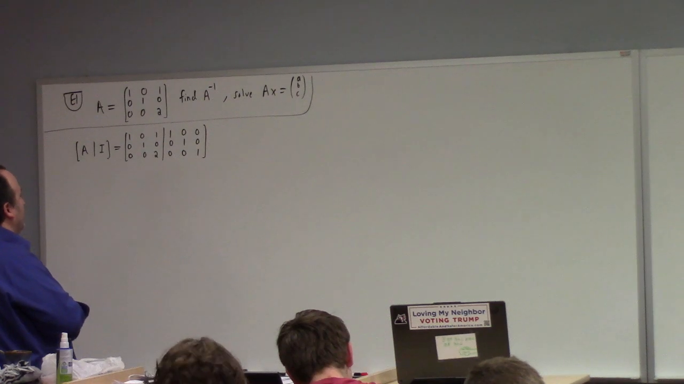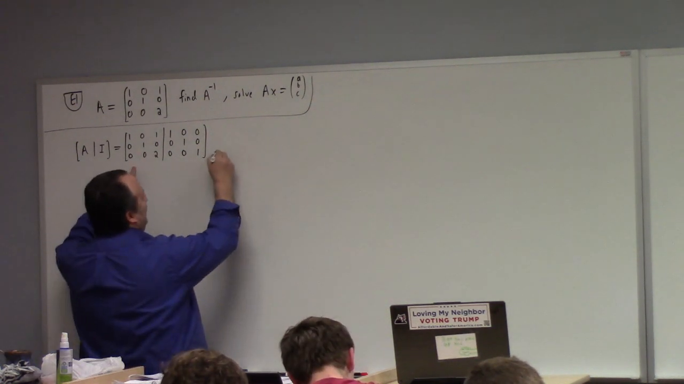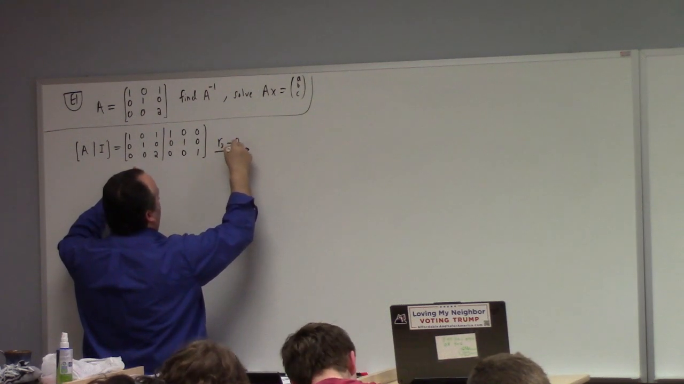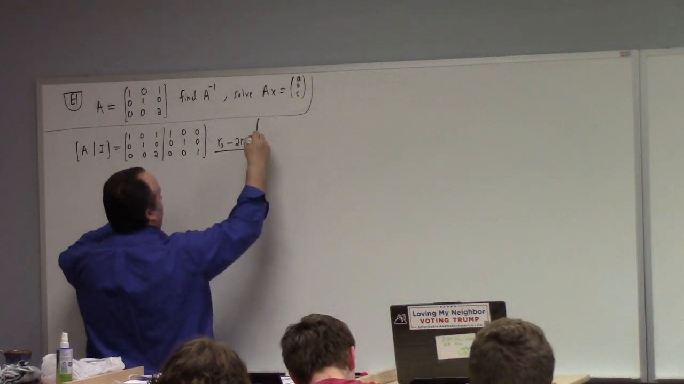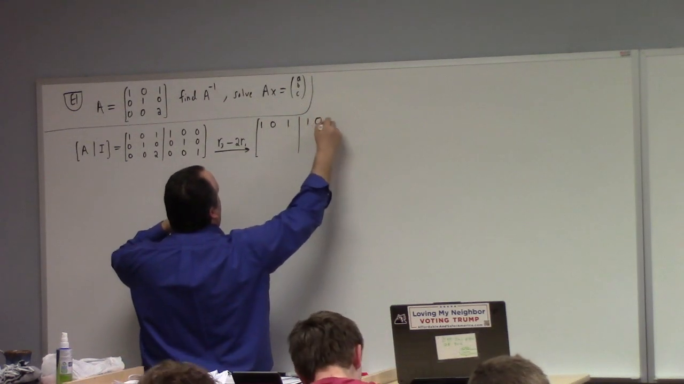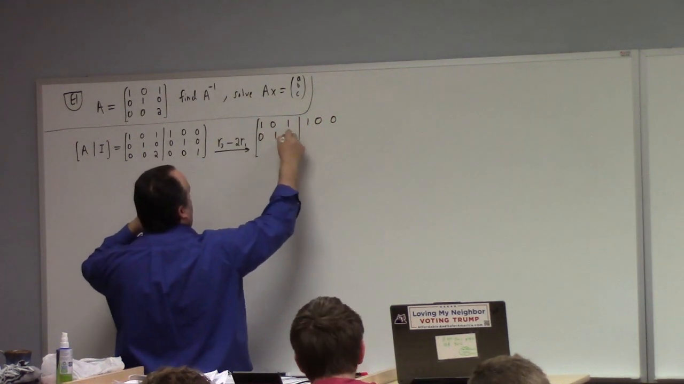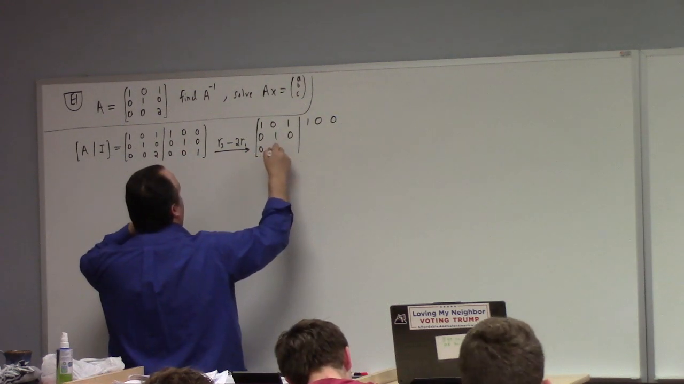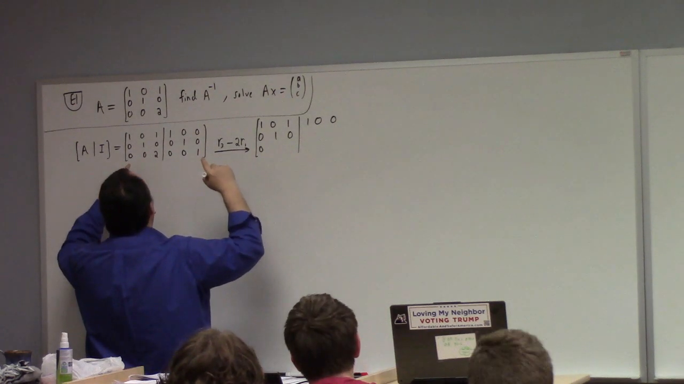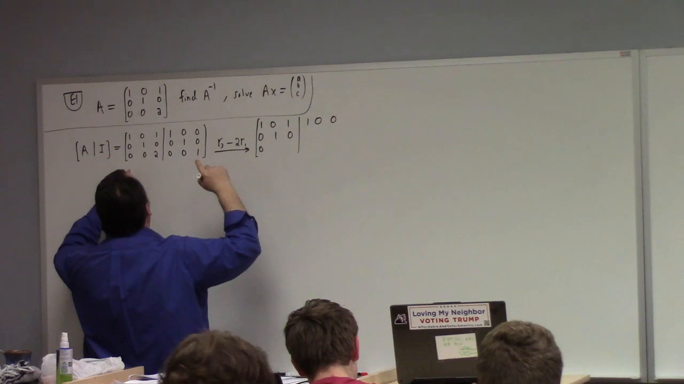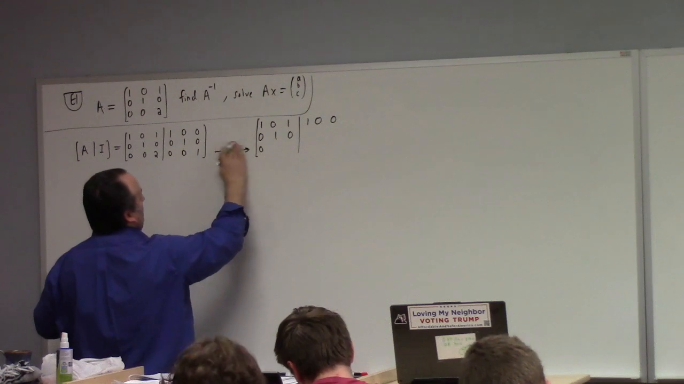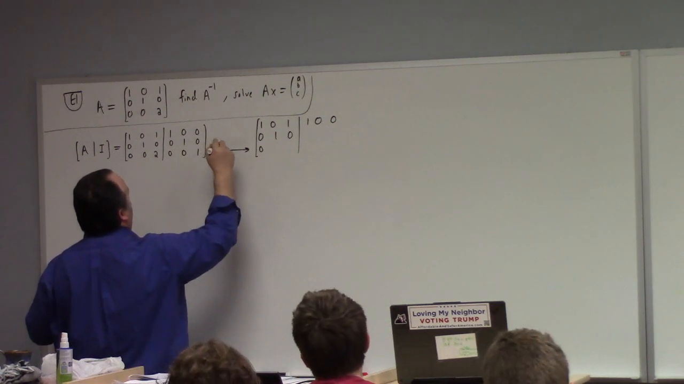Well, this is a really easy problem, isn't it? So I just do what? Row 3 minus 2 row 1, I think. What's that give me? Oh, my bad. I want to do the other way around, right? No. Hold on a second. That's not what I want to do. What do I want to do here? 1/2 row 3. How about this?